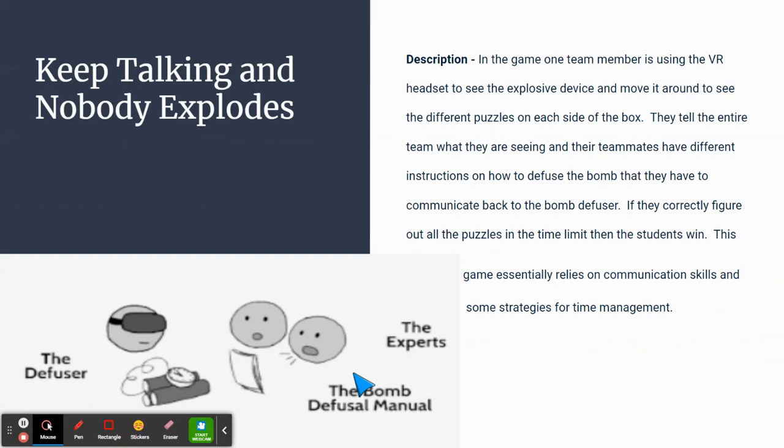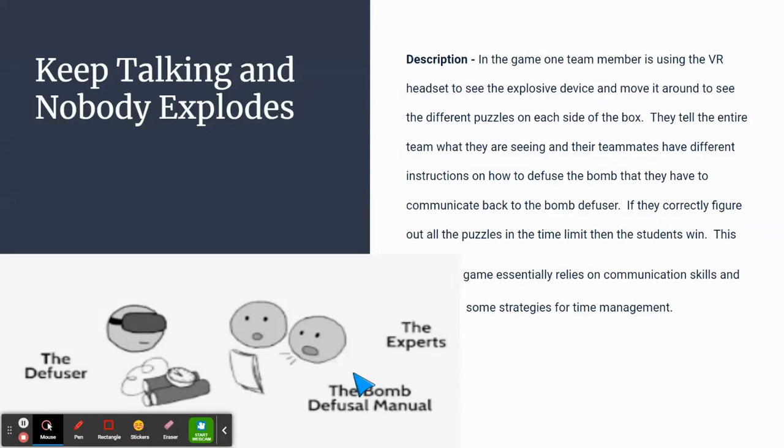So then the game that I'd use for my students would be Keep Talking and Nobody Explodes. This could be done for students, can be done for adults. Pretty much it boils down to being able to use communication skills. So the description of the game is one team member will actually be using the VR headset, and they'll be able to see the explosive device that has different puzzles that need to be answered. And there's a certain amount of strikes, so a certain amount of times that they can be wrong.